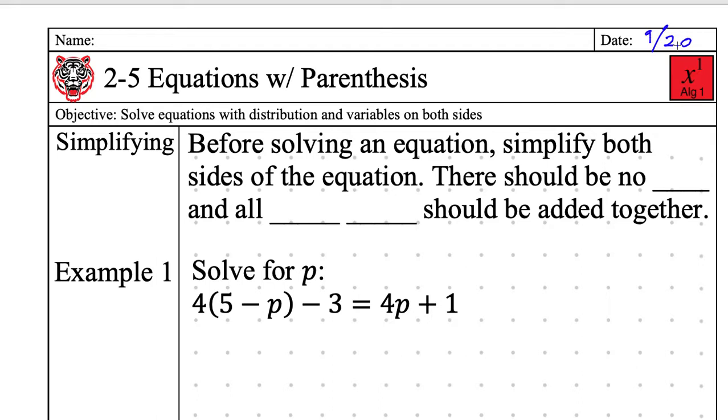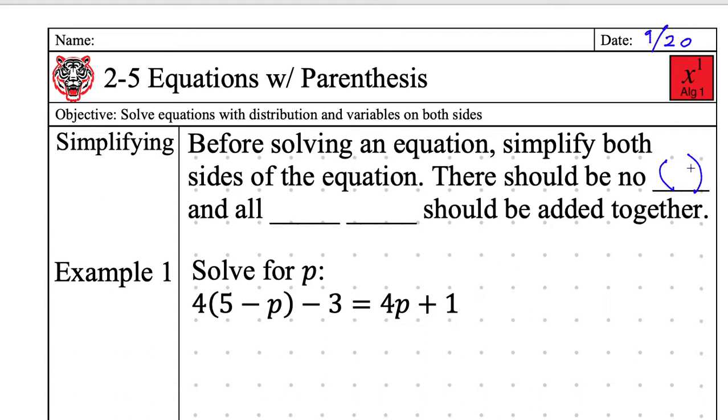So to know that both sides are simplified, there should be no, what's that P stand for? Quiet raise hand, Emma? Parentheses. There should be no parentheses. So you can just put the symbols for parentheses. Thank you, Emma.